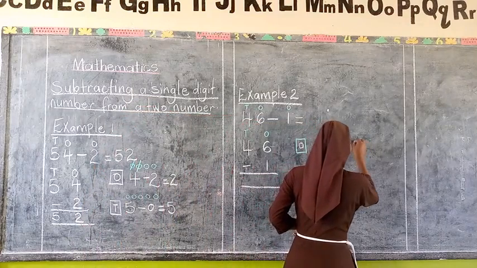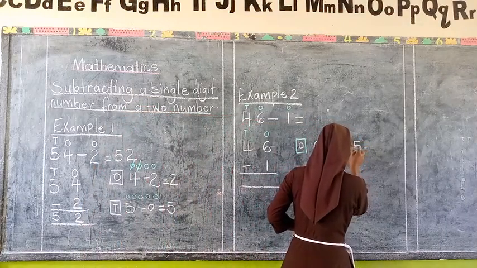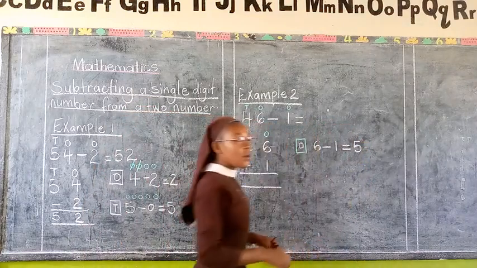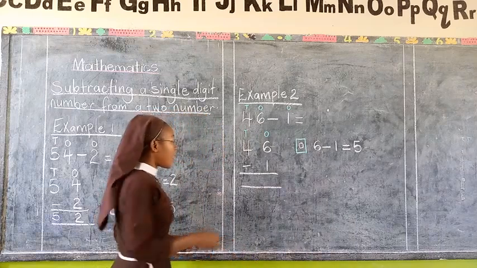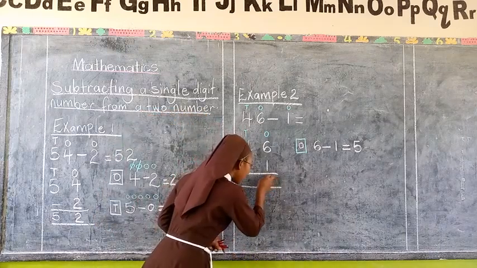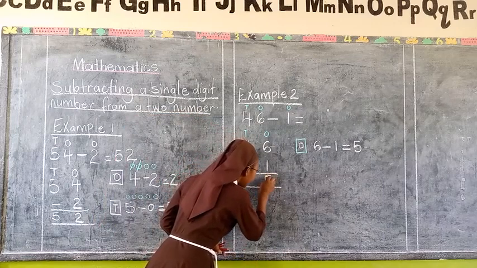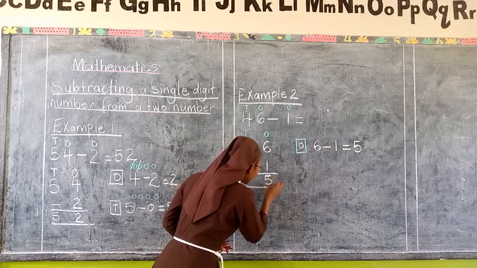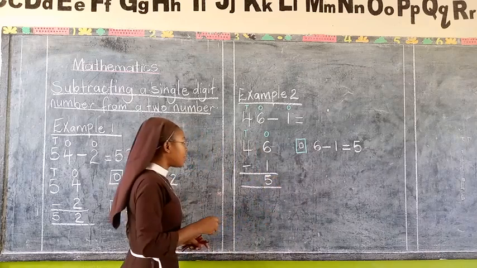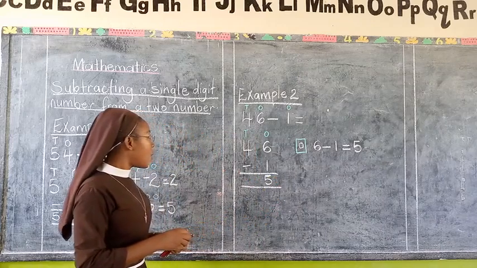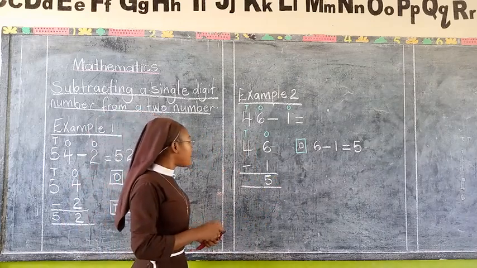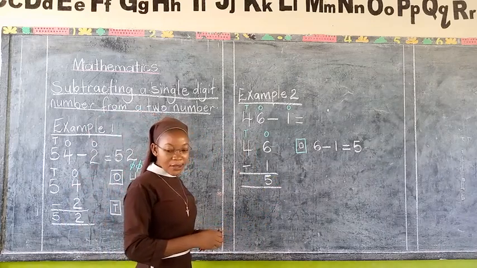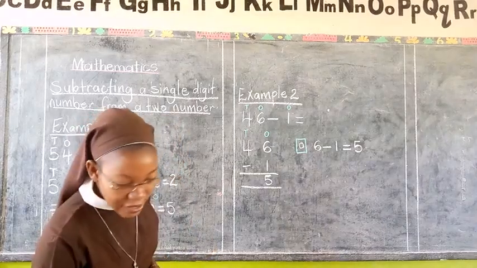I remain with 5. I will come here and write 5 and go back to our place value of 1s and write 5. Write 5 under the place value of 1s. Don't make a mistake of writing it in the middle. We have finished subtracting our numbers under the 1s. Let's go to the 10s.